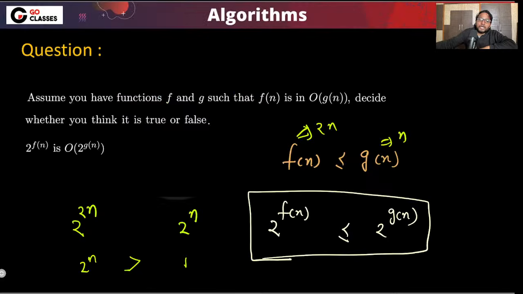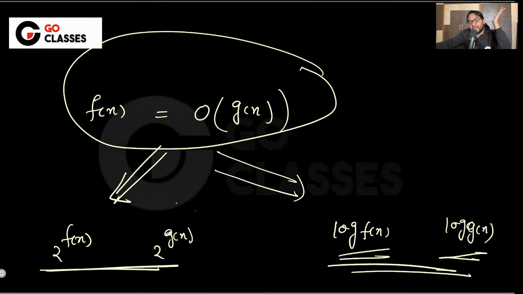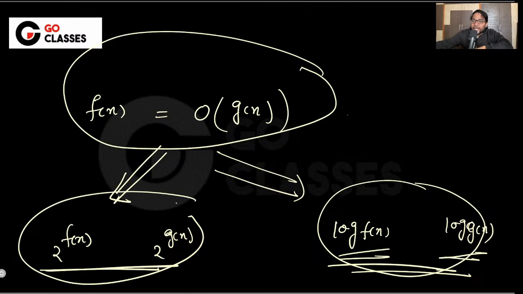This is one very important and very less understood topic. What we are currently discussing is that if f(n) and g(n) are related something like this, then what about 2 power of them? What about log of them? This is what we want to discuss. It is very less understood by almost every aspirant.